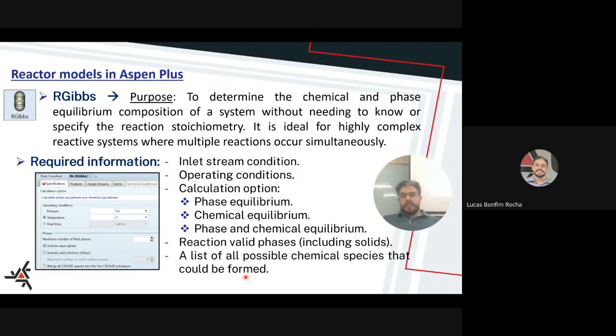We can select the calculation option, whether we are trying to solve only with phase equilibrium, or only with chemical equilibrium, or both. We can also include the valid phases. We can include solids, in this case, as possible products. And we can also specify a list of possible chemical species that could be formed through the reaction. We can specify this to facilitate, or maybe to restrict, our simulation, but if you don't inform it, it will take into account all possibilities, right?